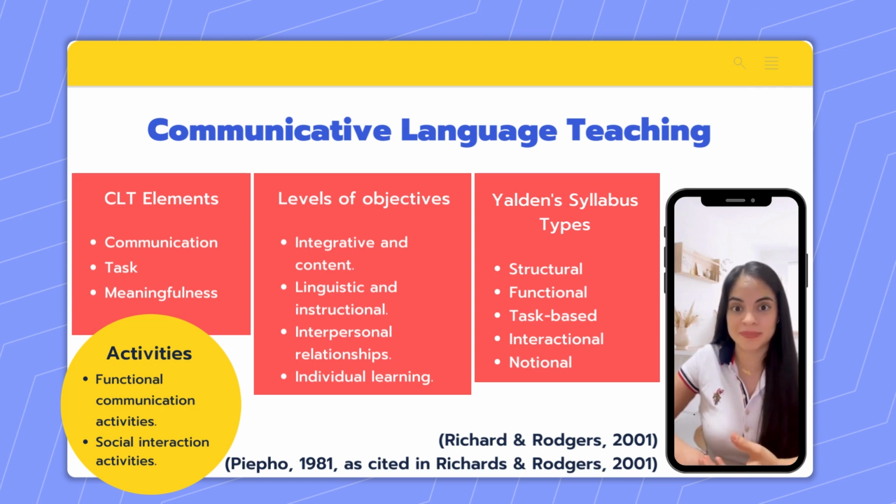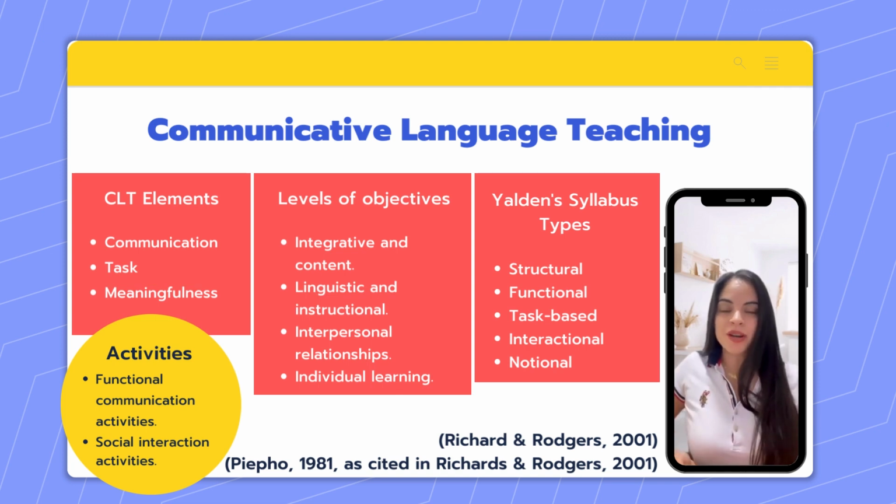language learning. The third element is meaningfulness, and this principle simply says that meaningful language supports the learning process. Therefore, CLT activities are selected according to the way they engage students in meaningful and authentic language use, rather than mechanical practice of the language.